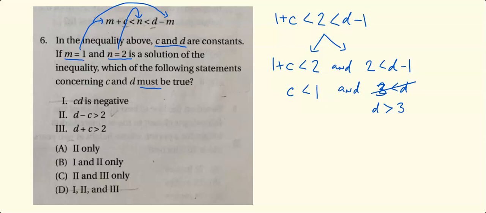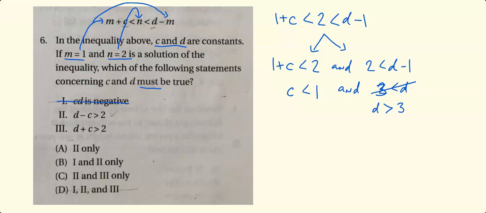For CD to be negative, C times D, one of those numbers has to be negative and the other positive. Well, we know that D has to be positive, so in order for CD to be negative, C would have to be negative. C could be negative, but it might not be. It could be equal to 0, or it could be equal to 0.5. So Roman numeral 1 is not necessarily true. It's not a must-be-true situation.